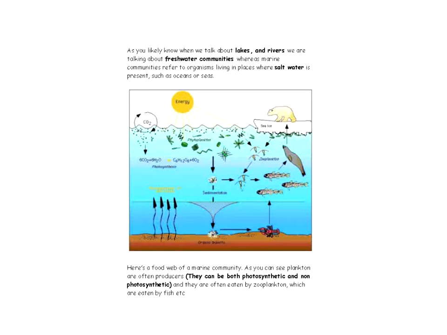All right, so whenever we're talking about lakes and rivers, we're talking about freshwater communities, whereas marine communities are places where salt water is found. They're basically talking about oceans or seas. So you can see here a diagram of a marine community, and plankton are the main producers. Now, it's important to note that plankton can be photosynthetic or they may not be photosynthetic.